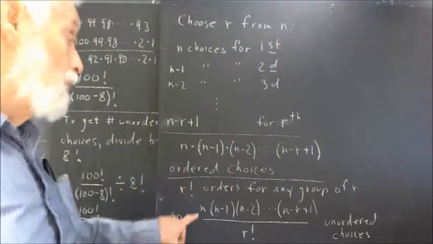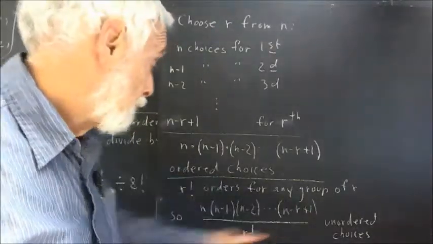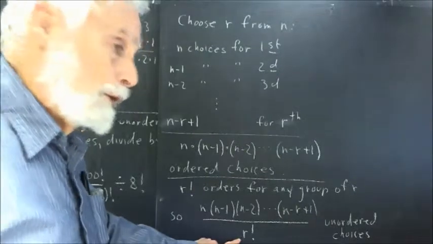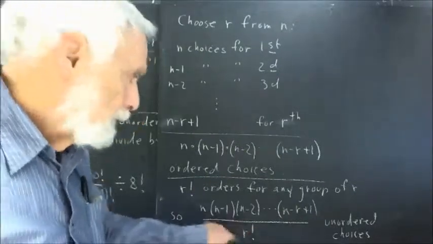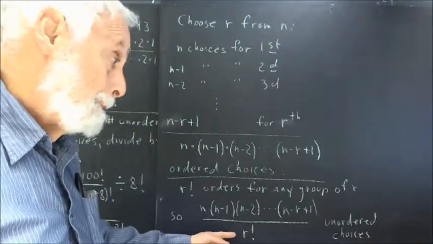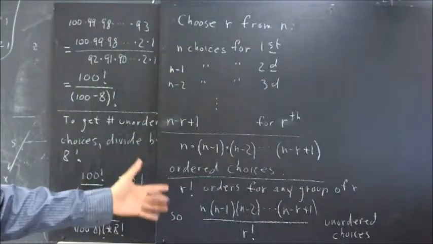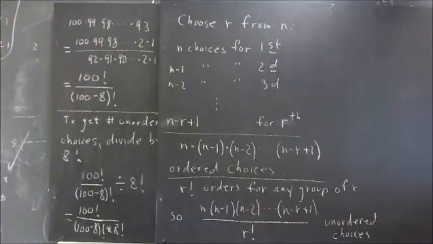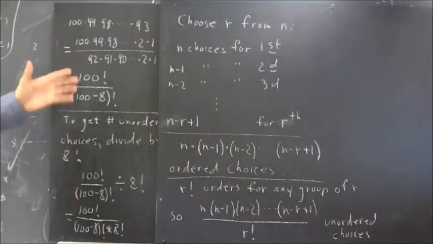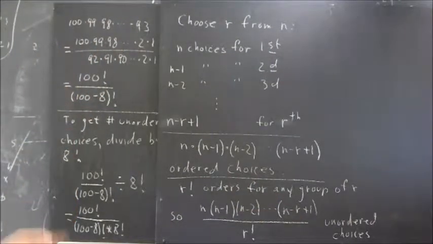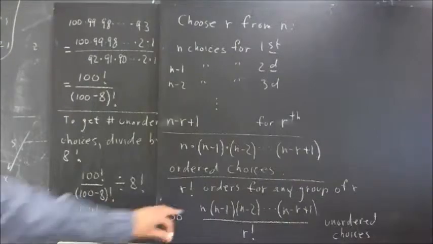As a result, we're going to take our number of ordered choices and divide by the number of orders in which any of those choices could be made. And we get our number of unordered choices. Now, how do we write this in terms of factorials? Because, of course, we did that over here. You can think of how we did that here and see if you can come up with the expression over here.